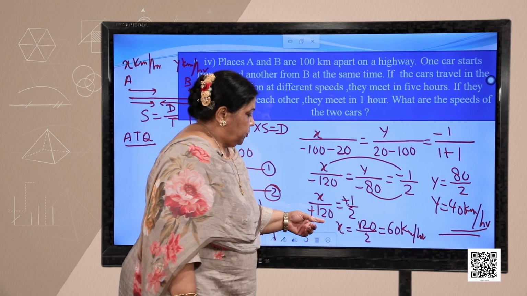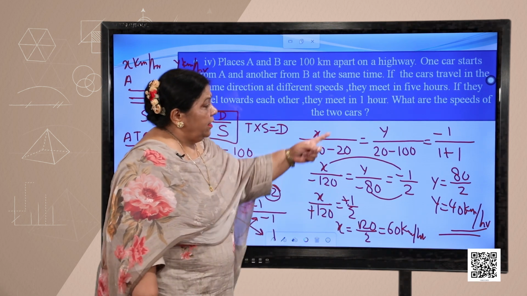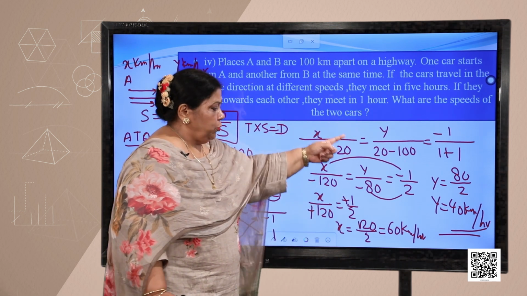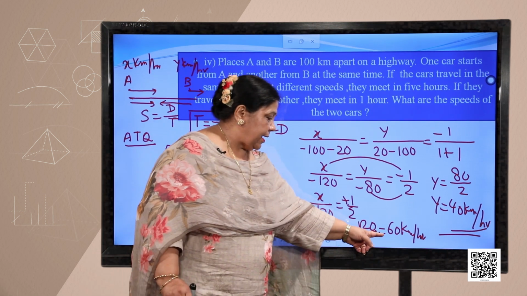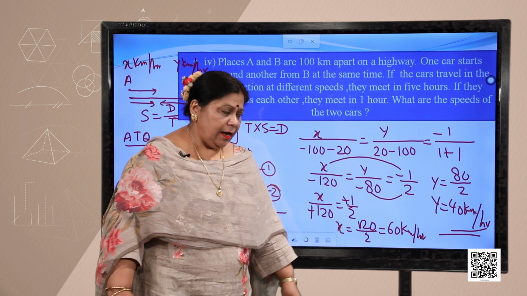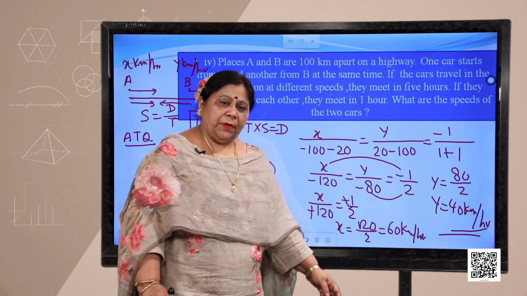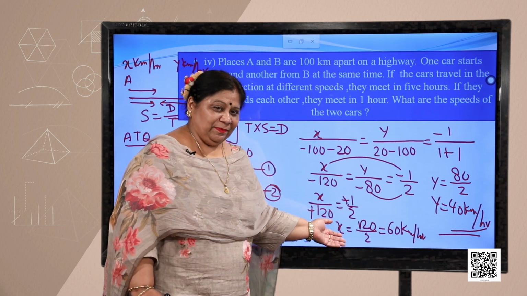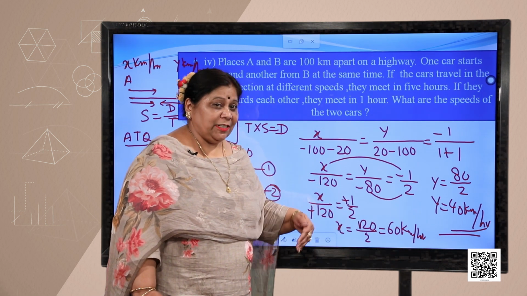So, we have got the speed of A as well as B. This was the question, what are the speeds of the two cars? The speed of car A is 60 kilometers per hour and B is 40 kilometers per hour. I hope it is clear. Now, let us go to the next part.